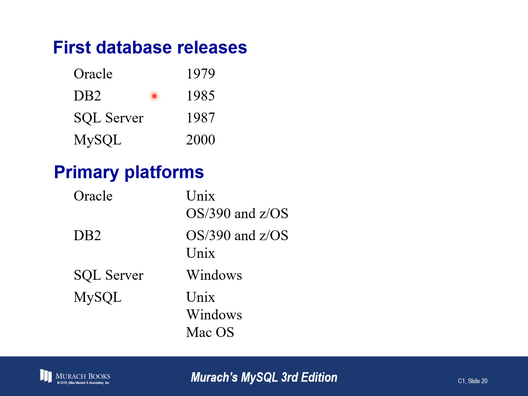DB2 was released by IBM in 1985, but the first version of the software was released in 1982. DB2 became quite popular. And Microsoft back then was a huge company as well, and they released their own version a couple of years later with SQL Server, in 1987.